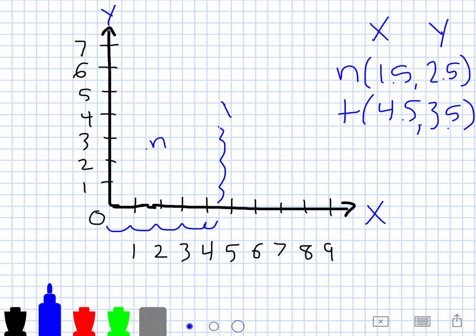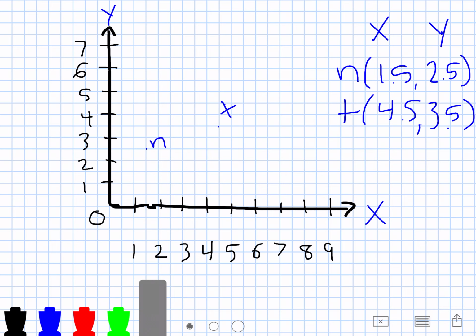Now, as always, I do want to make sure that I plotted those correctly, so I'm just going to go back and double check right now that that point is directly at 4.5 and 3.5. It looks good, so I'm going to erase those lines. You really want to make sure that you're being thorough and double checking your answers.